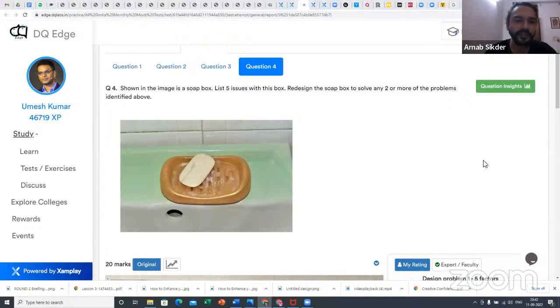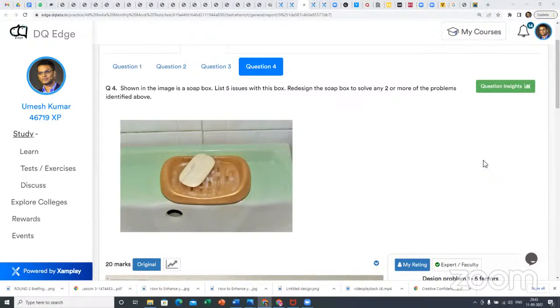Now your job is to redesign a soap box. You can't just say, okay, I'll put liquid soap. That won't help you out. Designing is all about finding solutions. That's it. Liquid soap is there, but what do you do with the soap that your grandma wants to use? She might not be a liquid soap person at the end of the day. So you have to think of something material or design wise. That's how you have to go.